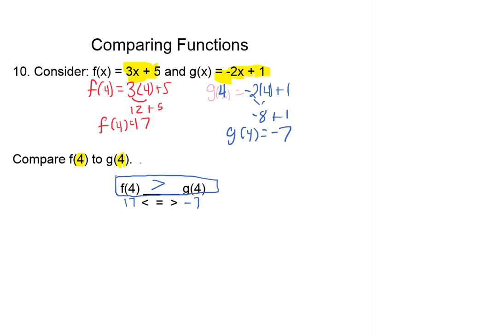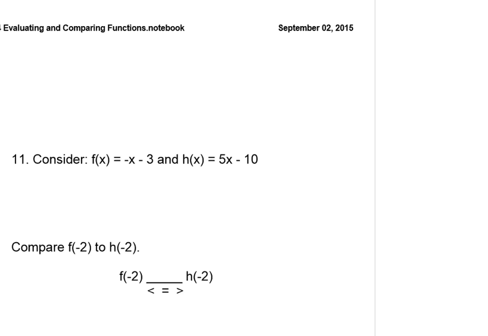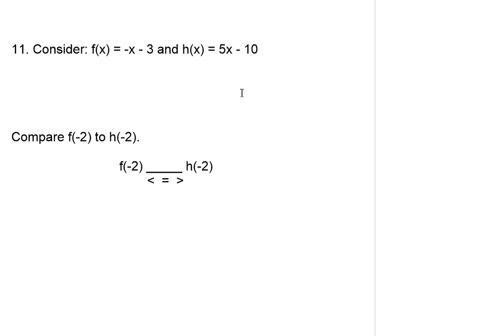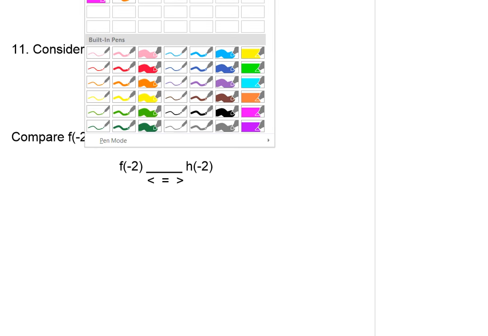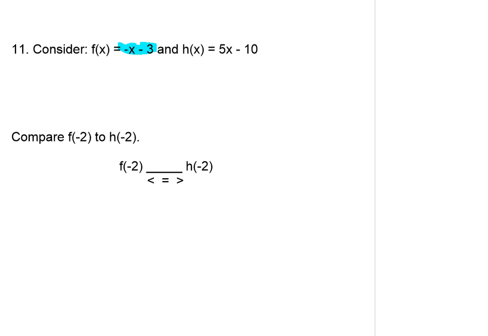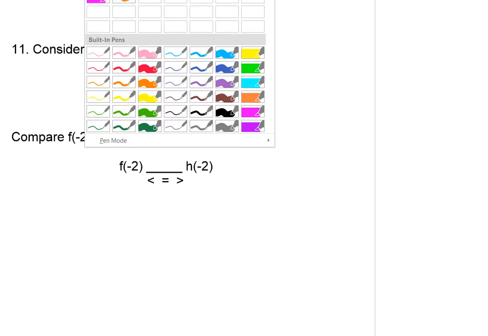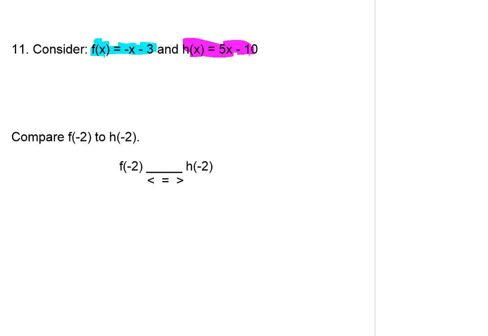All right. Let's try another example. Here it wants us to compare these two functions. F of x equals negative x minus 3. And h of x equals 5x minus 10. So we're going to evaluate them at negative 2. So x is going to equal negative 2 on both of them. So we take f of negative 2 equals negative, a negative 2, minus 3. Negative and negative is a positive 2 minus 3, so negative 1. So f of negative 2 is negative 1.